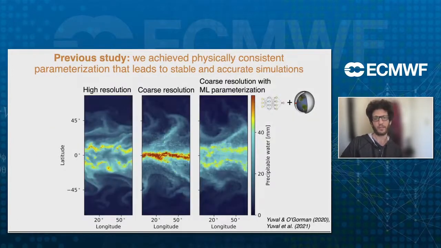And in a previous study, we achieved a physically consistent parameterization. We were able to represent the physics in a way that we conserve energy, we conserve mass, and that led to stable simulations and accurate simulations. So what do I mean?